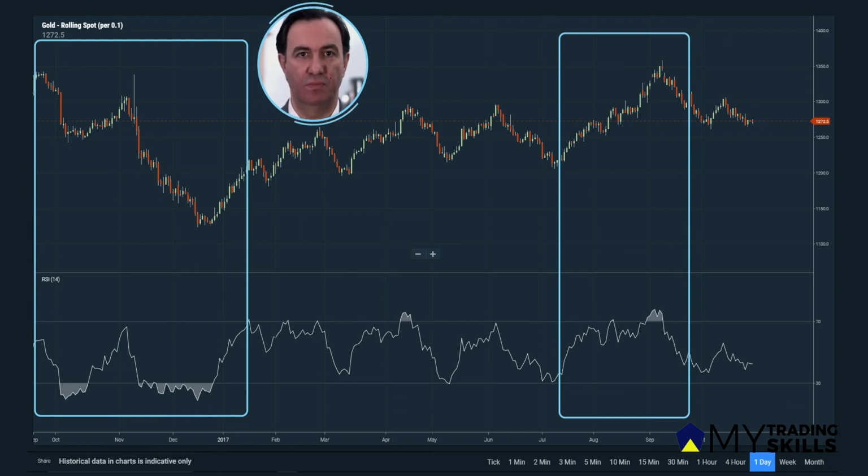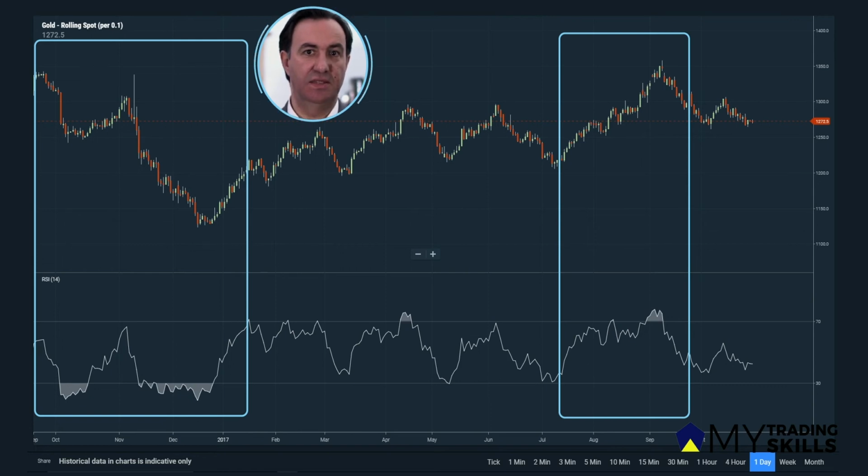RSI pullbacks to the midpoint can be seen by some traders as an additional buying opportunity. Right, so because RSI stays above 50 most of the time, it helps us confirm it as an uptrend. That's right. RSI's neutral level is 50. If it rises above, it indicates an uptrend. If it falls below 50, it indicates a downtrend.